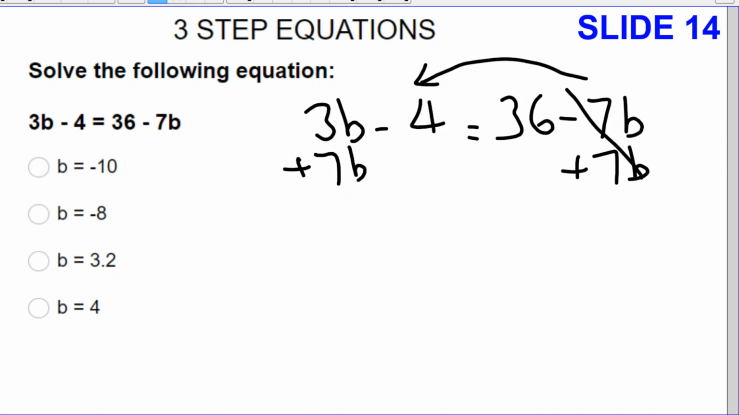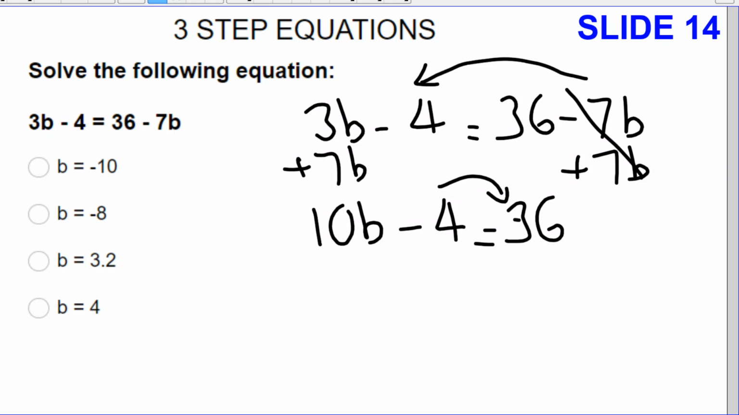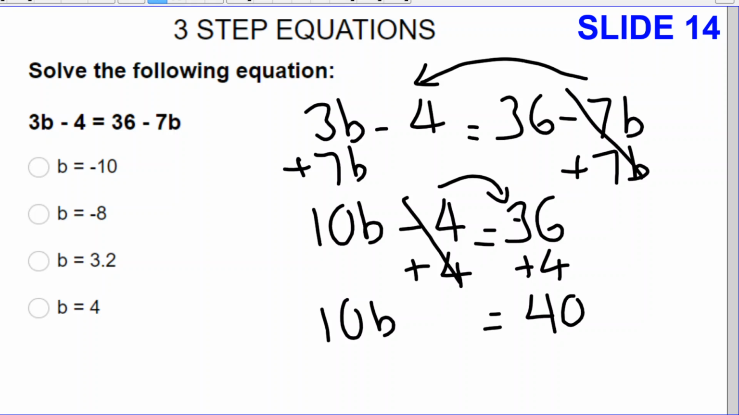Work out what this gives you. So 3b plus 7b is 10b. And everything else, I'm just going to leave here, minus 4 and equals 36. And as I've got all my variables together, I'm going to bring numbers to the other side. So I'm going to want to bring this negative 4 across. So if I add 4 to both sides, that will do that. 36 add 4 is obviously 40. And then our last step is we're just dividing by 10. So that gives us 40 divided by 10, which is 4.